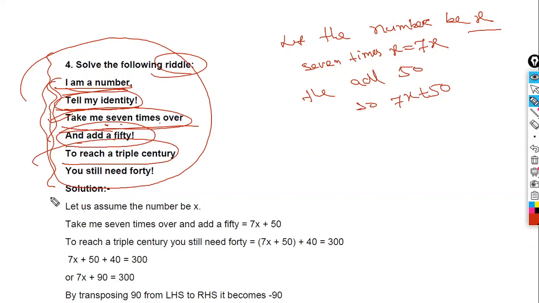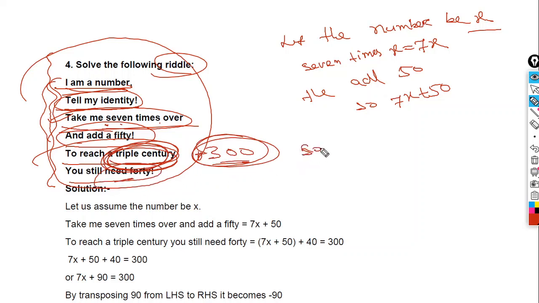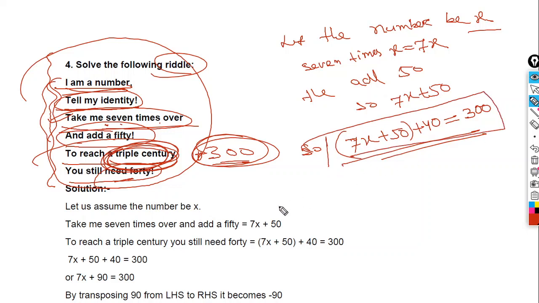Then to reach a triple century, you still need 40. What do we mean by triple century? Triple century means 300. So to reach 300, you still need 40 more. 7x plus 50 was there, and you still have to add 40 to reach triple century. So now we have got the equation. Just simplify it: 50 plus 40 will be 90. 7x plus 90 equals 300.